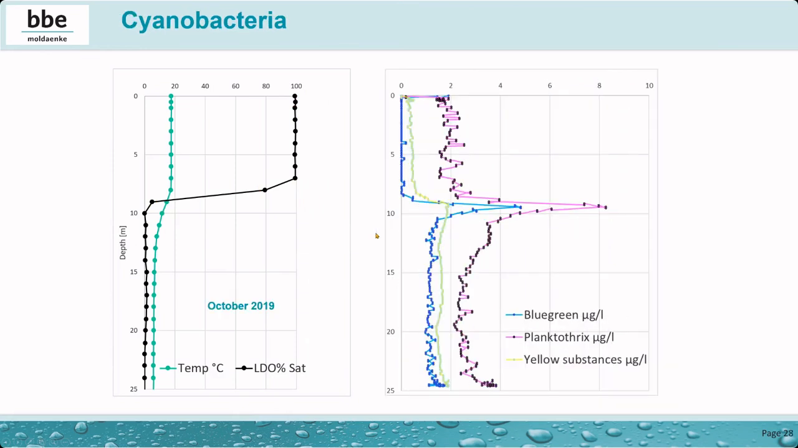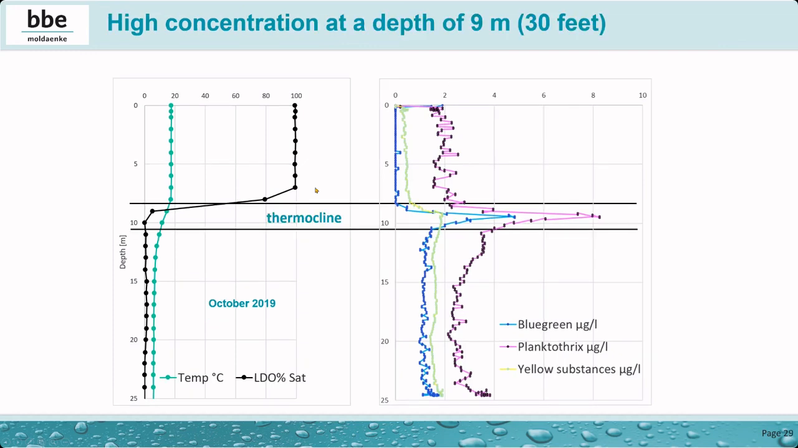If you look only at the cyanobacteria, there's a big peak at the thermocline, and that's often where the intake of the waterworks is located. You see that Planktothrix rubescens and the blue algae have a big peak, and the yellow substances also have a peak here. That is the situation where the cyanobacteria like to live because they don't need that much light, but there are a lot of nutrients in this area.